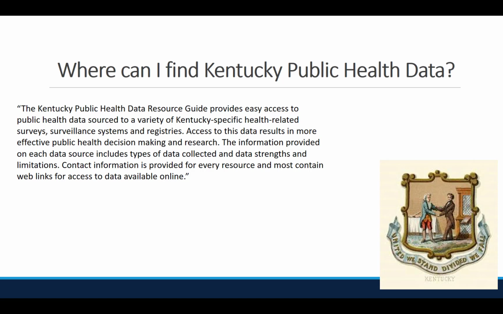Where can I find Kentucky public health data? According to the Department of Public Health website, the Kentucky Public Health Data Resource Guide provides easy access to public health data sourced to a variety of Kentucky-specific health-related surveys, surveillance systems, and registries. Access to this data results in more effective public health decision-making and research. The information provided on each data source includes types of data collected, data strengths, and limitations. Contact information is provided for every resource, and most contain web links for access to data available online.